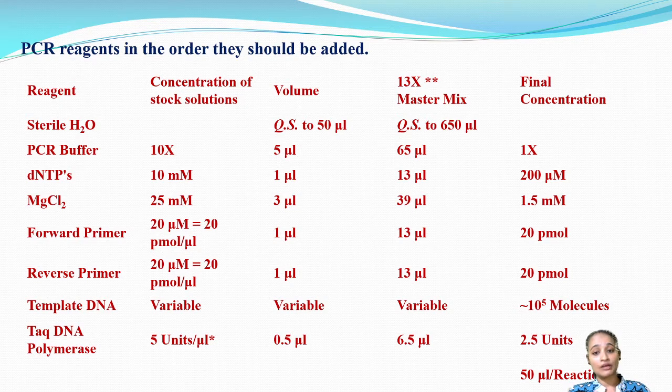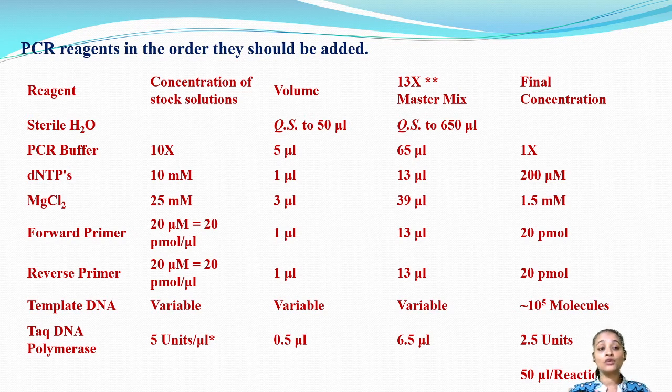dNTPs you need to add 1 microliter, MgCl2 mostly 3 microliter, your forward and reverse primer 1 microliter each, and your template DNA, it is variable. You can add even 0.5 microliter or 1 microliter depending on your quantification of DNA, your quality of DNA. And Taq polymerase, we want to take 5 units per microliter, that is 0.5 microliter.